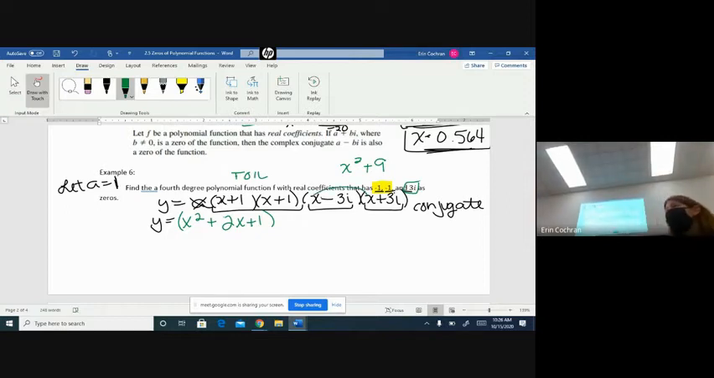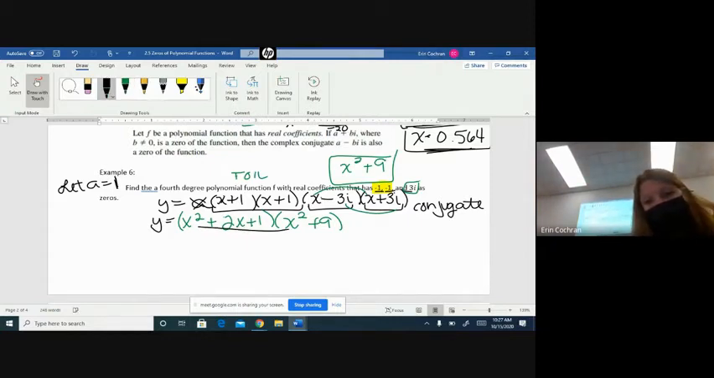Now, if they're conjugates, do we have to FOIL the whole thing? No, we just multiply the first and the last. So x times x, x squared. And what's negative 3i times 3i? Negative 9i squared, so positive 9. Hey, that's how we got the x squared plus 9 from it, actually. Now, can we multiply these? Yes, we can multiply these.